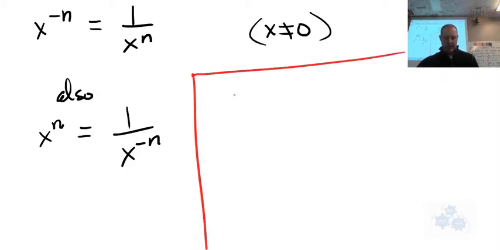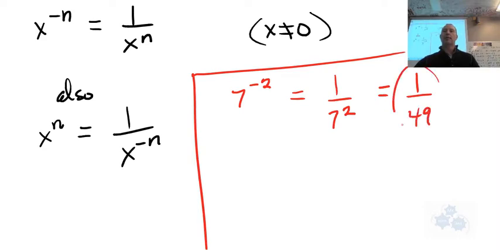Here's some examples. What is 7 to the negative 2? Someone tell me what that is. As in fraction form, that's going to be what? 1 over 7 to the positive 2. Very good. Which is what? If I would ask you to evaluate that to a number answer, that would be 1 over 49. Very good. Okay, awesome.